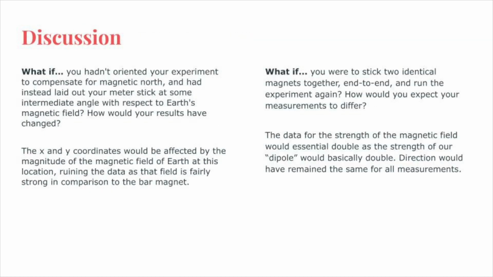What if we hadn't oriented the experiment to compensate for magnetic north? The x and y coordinates would have been affected by the magnitude of the magnetic field of Earth at this location, ruining the data as the field is fairly strong in comparison to the bar magnet. In our experiment, we accounted for this by subtracting from the y value only, but if we did it from some intermediate angle, we would have had to adjust for Earth's magnetic field in all three directions.